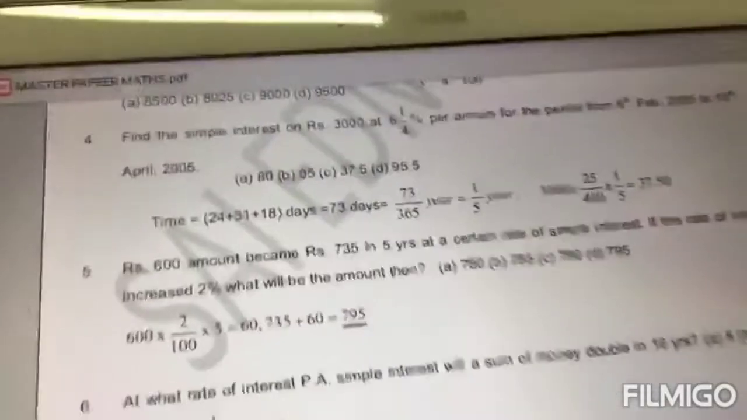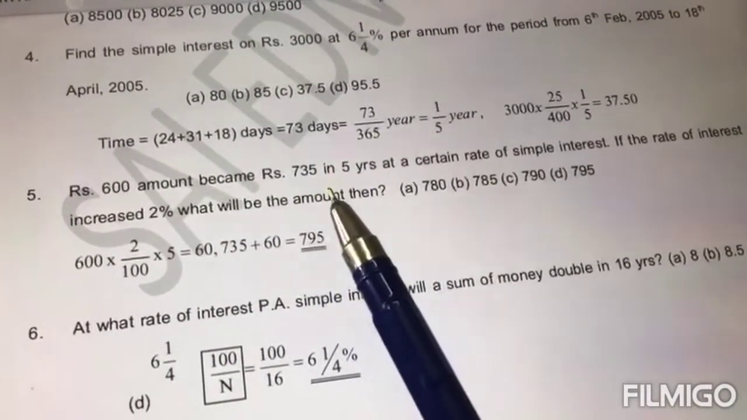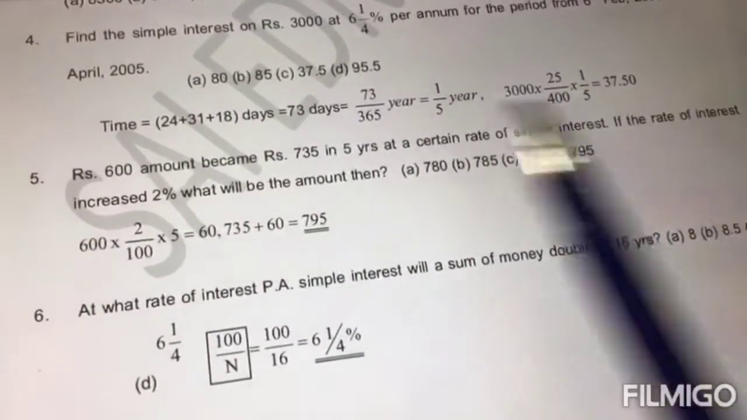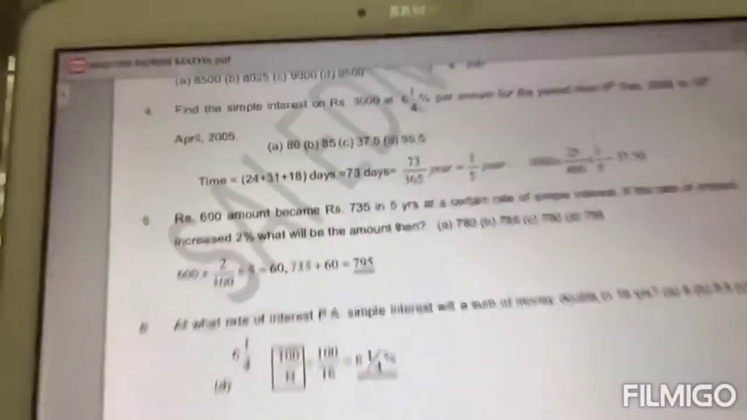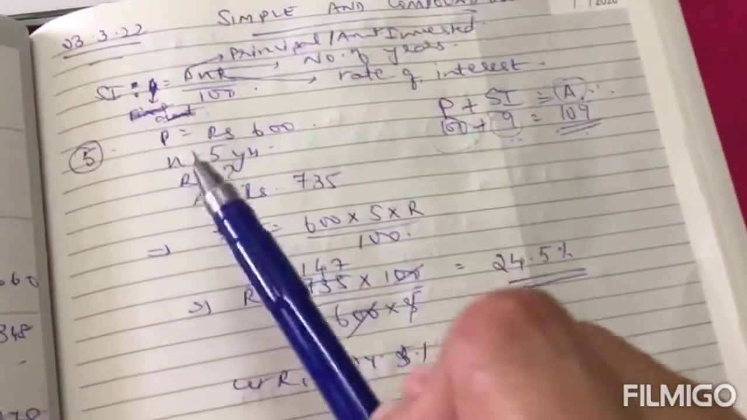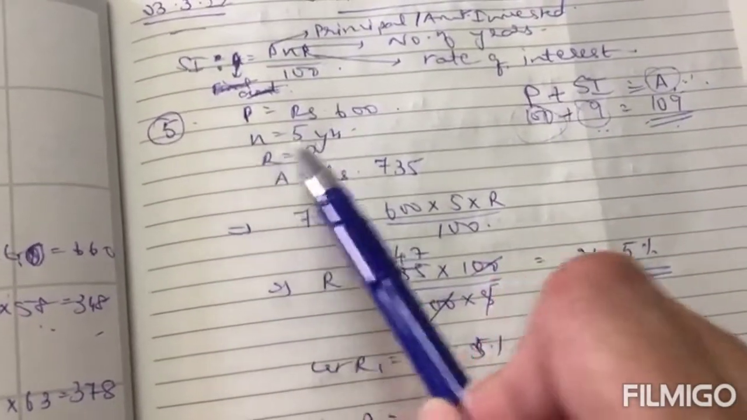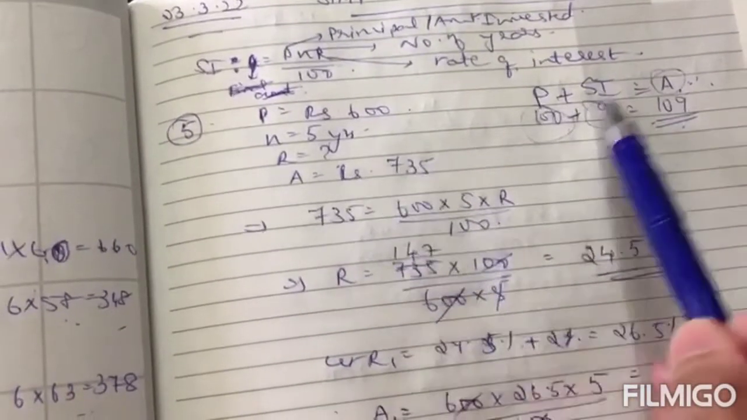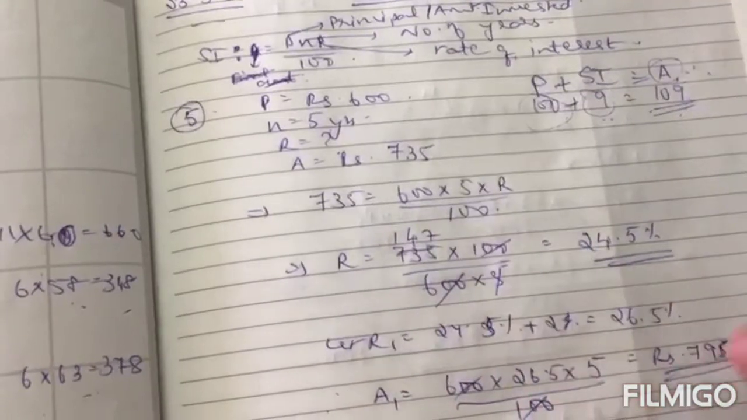Okay, moving on to number 5. Rupees 600 amount became rupees 735 in 5 years at a certain rate of simple interest. If the rate of interest increased 2%, what will be the amount then? Okay. So P is equal to rupees 600, N is equal to 5 years. Rate of interest we don't know, and the amount, that is the total amount at the end of the period, is rupees 735.